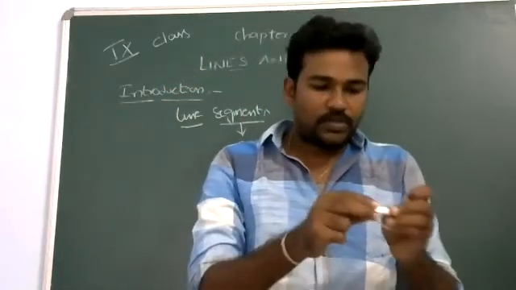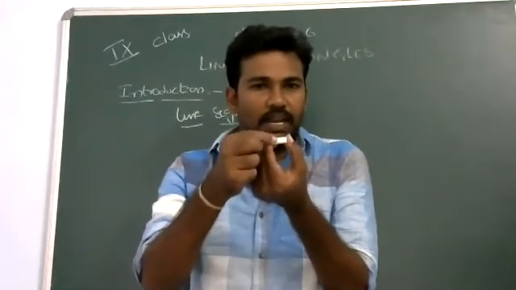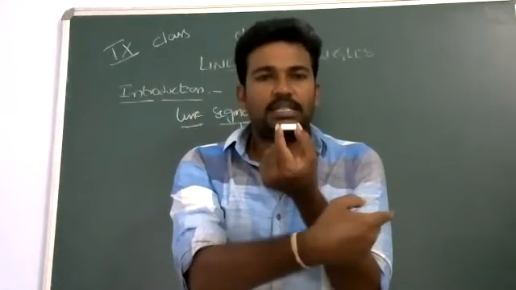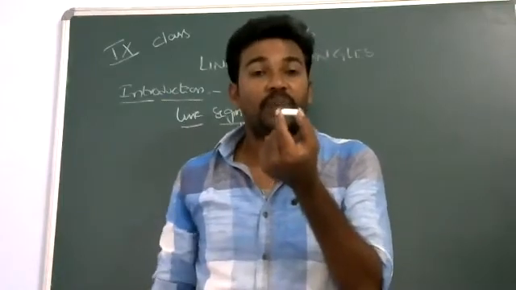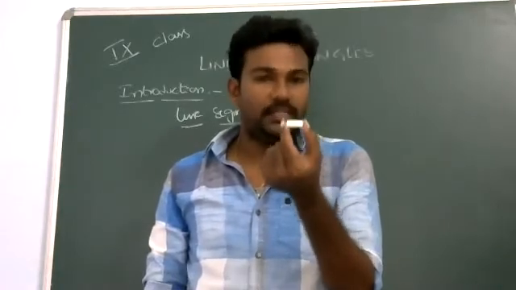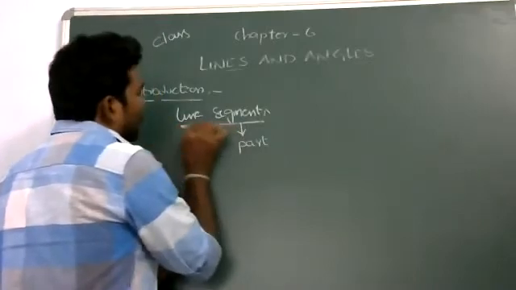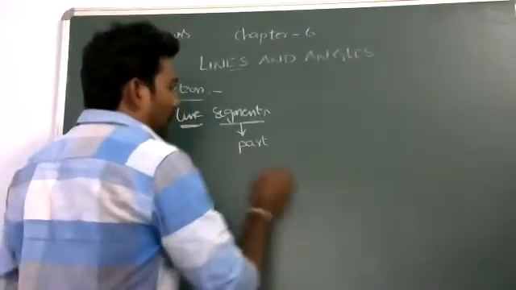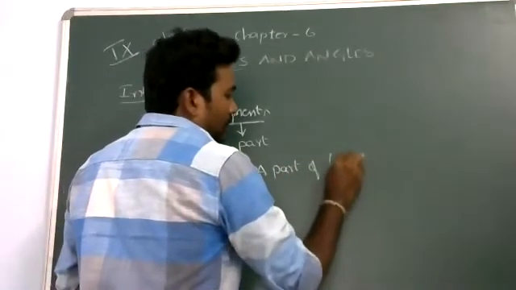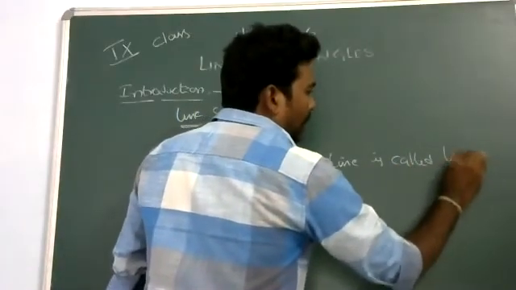Now comes the middle part. Is this a line? No. Why? Because there is no extension point here either. So how many endpoints does it have? Two endpoints. It has a particular length. So coming to the line segment: segment means part, so a part of a line is called a line segment.